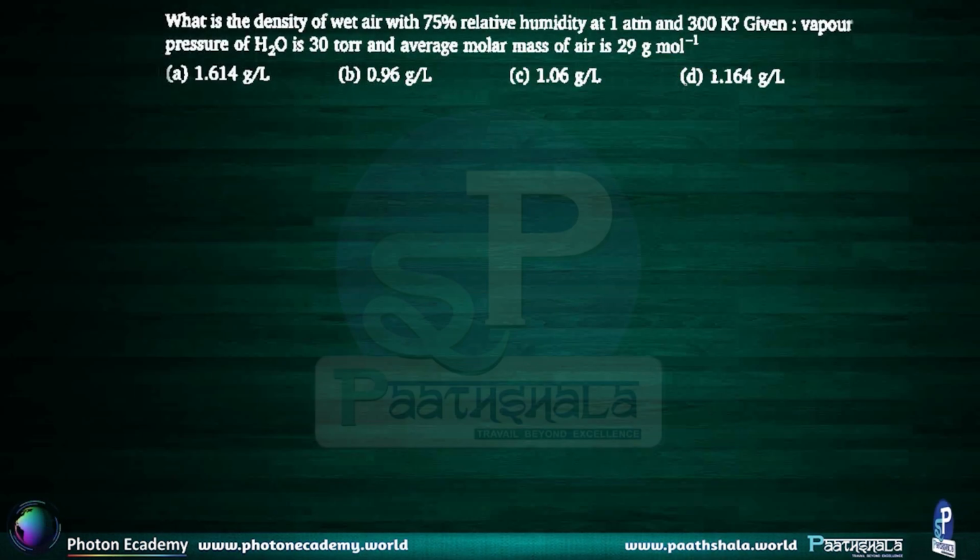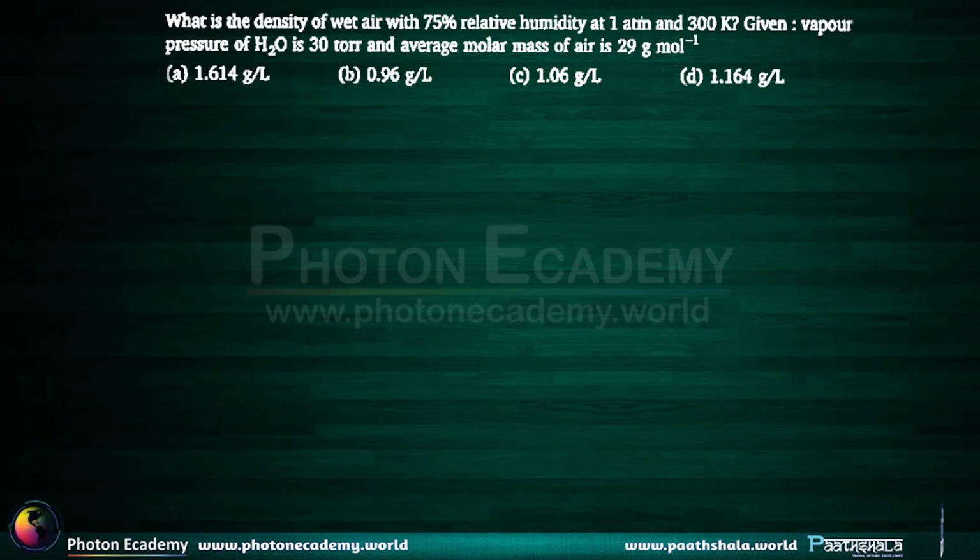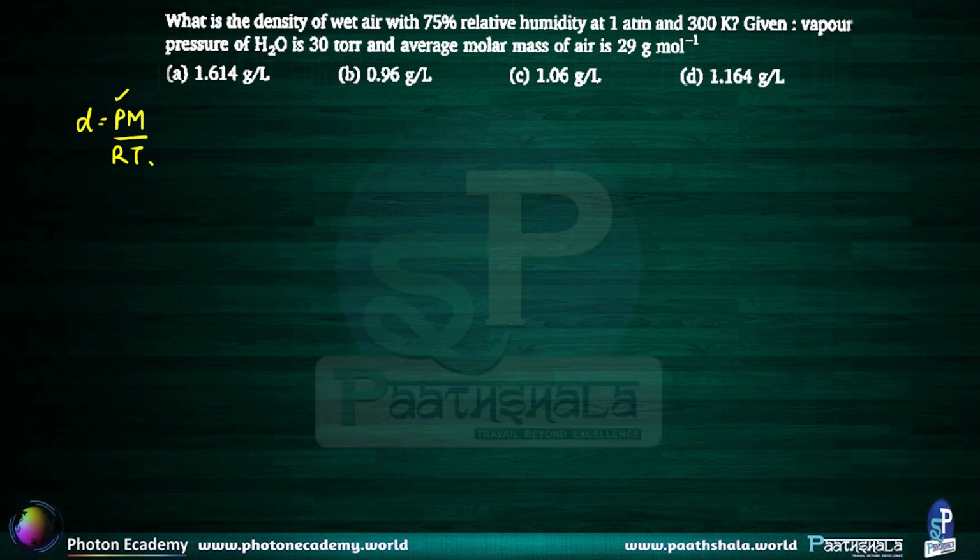What is the density of wet air with 75% relative humidity at 1 atm and 300 Kelvin? Given that the vapor pressure of water is 30 torr and the average molar mass of air is 29 grams per mole. Now we know that density is given by PM divided by RT. We have the pressure, we have the temperature. What we need is the molar mass of wet air.